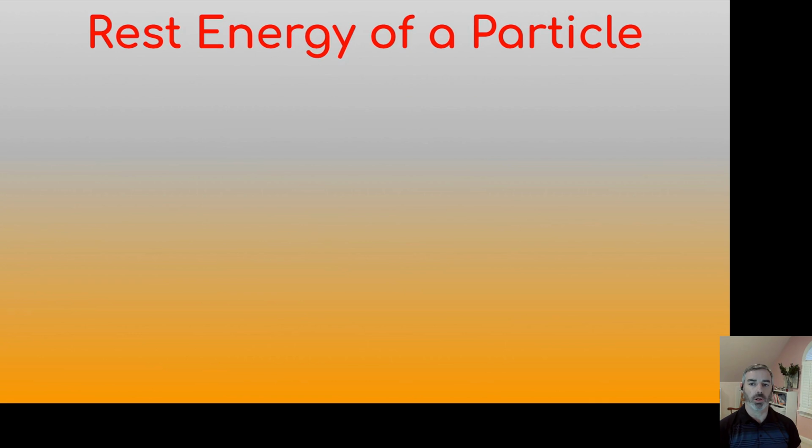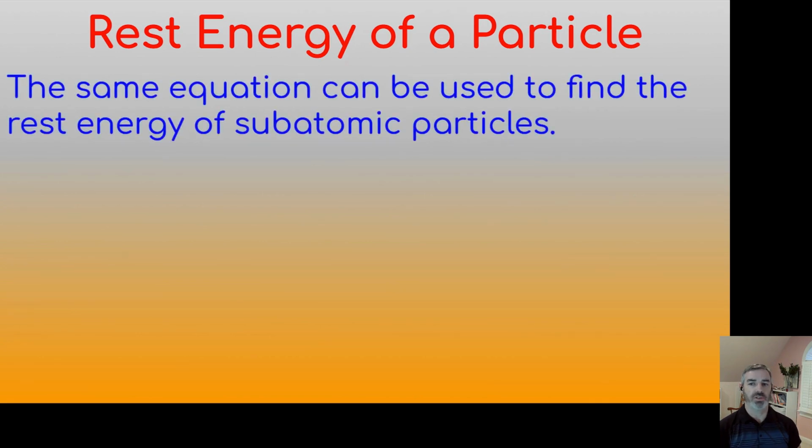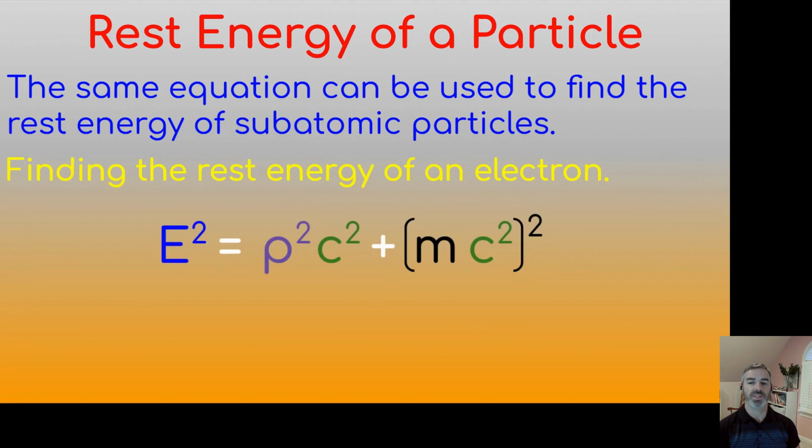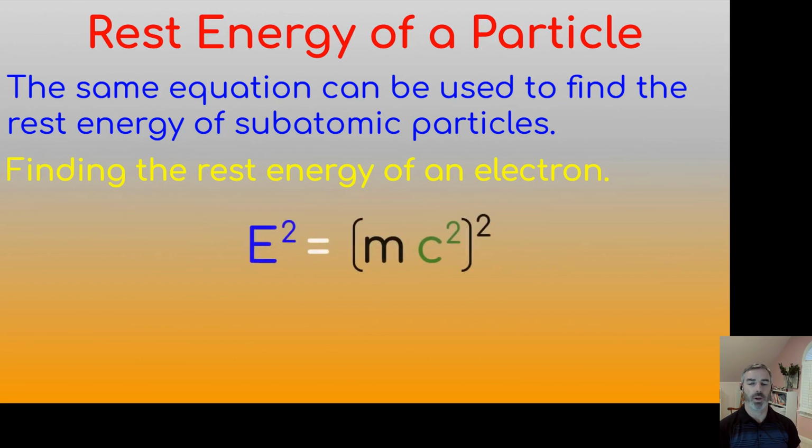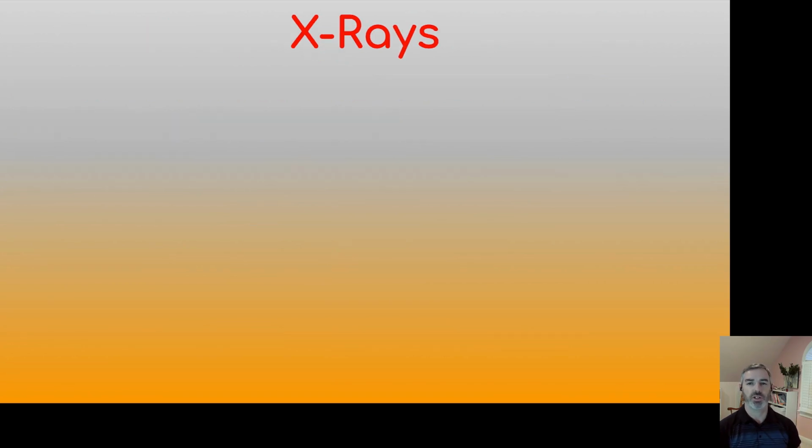Now the rest energy of a particle. The same equation that Einstein used to find the momentum of a photon, we can use for subatomic particles. The rest energy is only really applicable for small particles. Rest energy for large particles is not going to be enough energy to be measurable compared to everything else. So if we find the rest energy of an electron, E squared, using that same equation, well, if it's at rest, the momentum is 0. So that means that E squared equals mc squared, that quantity squared. So the rest energy, taking the square root of both sides, is the mass of that particle times the speed of light squared. Now we're going to transition to X-rays.